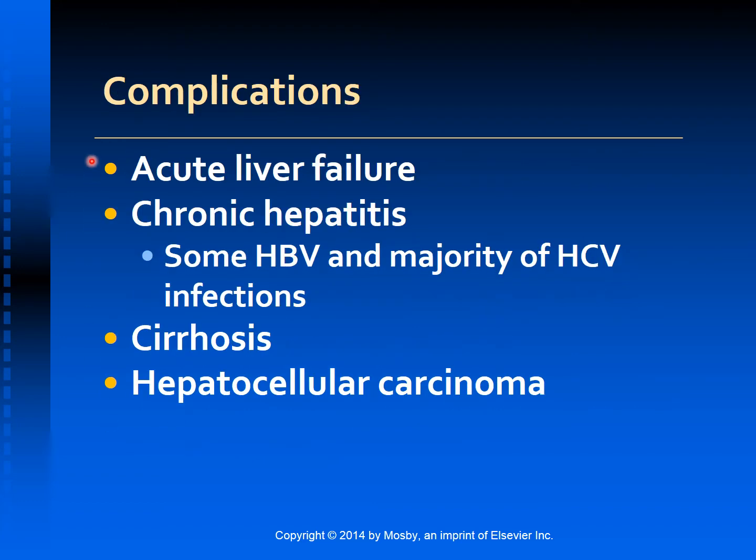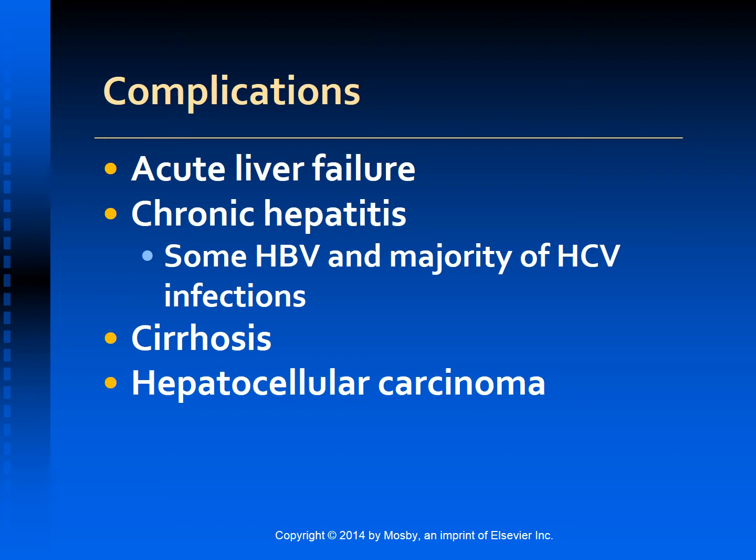Complications. Complications that can occur include acute liver failure, chronic hepatitis, cirrhosis of liver, and hepatocellular carcinoma. Almost all cases of acute hepatitis A resolve, although a small number of patients may have a viral relapse in the first 2 to 3 months after the infection. The disappearance of jaundice does not mean the patient has totally recovered.